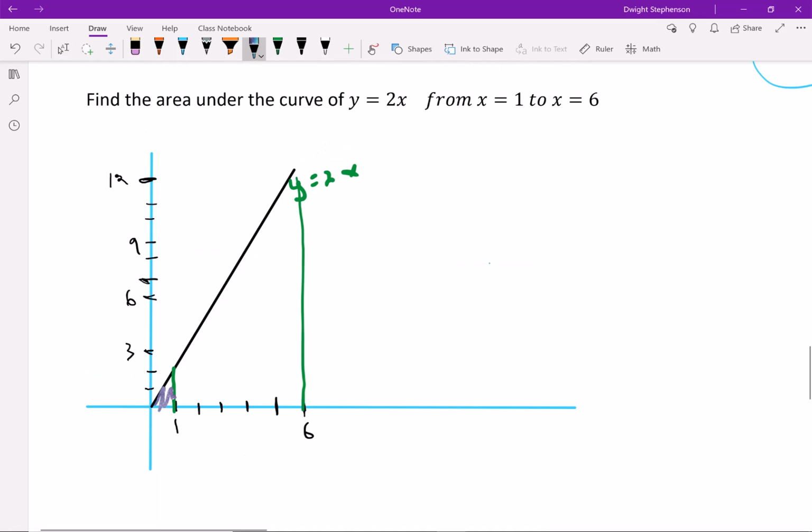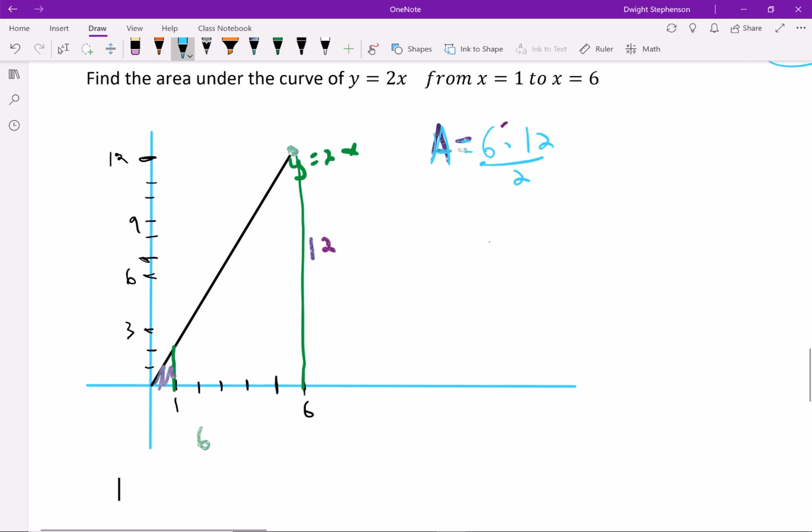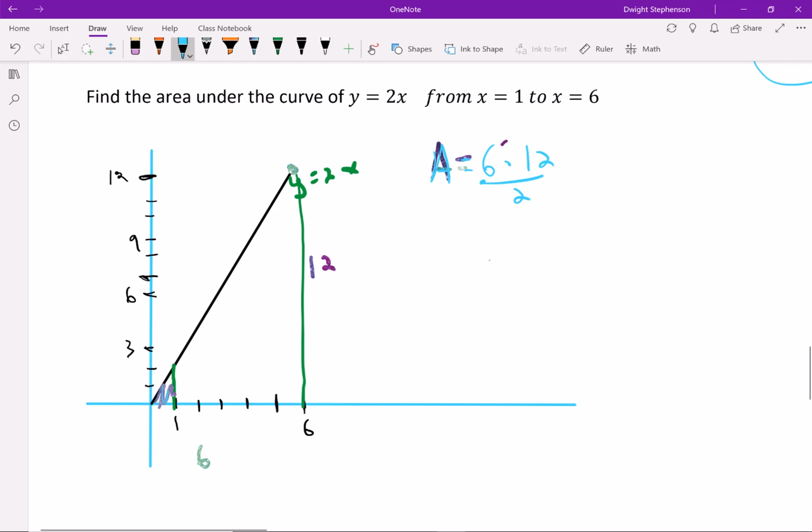The area of the big triangle is base times height over 2. The base of this is 6. The height is 12, right? At x value 6, the y value is 12. And so the area of this triangle would be 6 times 12 over 2, right? 1/2 base times height. But then we need to subtract this little triangle over here. So minus the base of this little triangle is 1. The height of that little triangle is 2, over 2. And that's going to give us 36 minus 1, which is 35. So our area is 35.